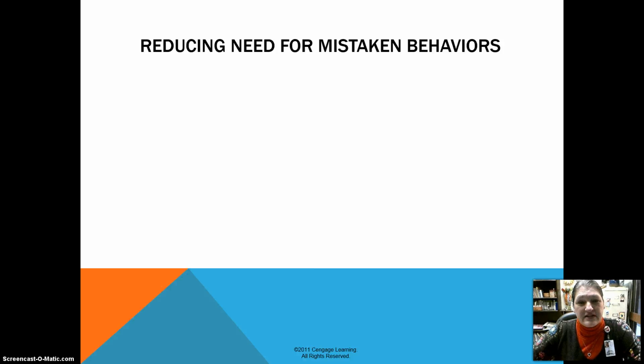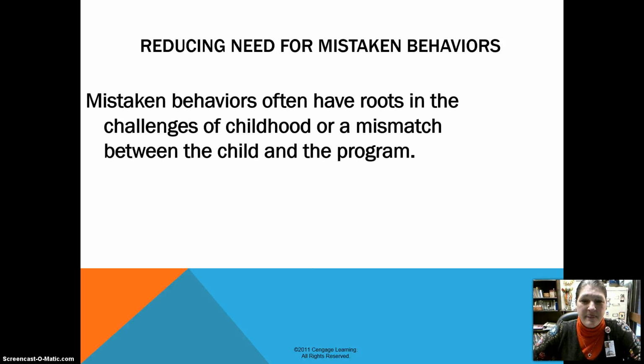If I can reduce the need for mistaken behaviors, I will less likely have to use those emergency measures, just like that emergency room visit when you didn't go when you first started getting sick.